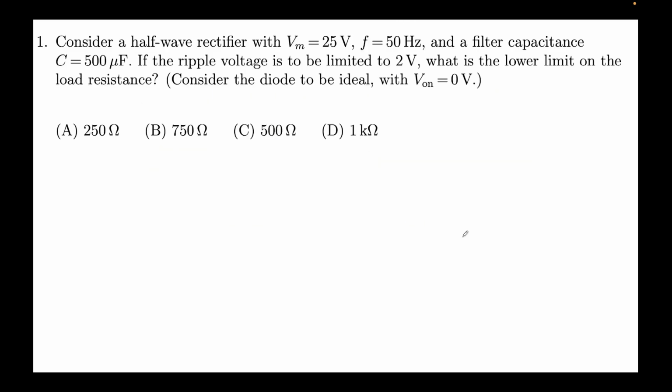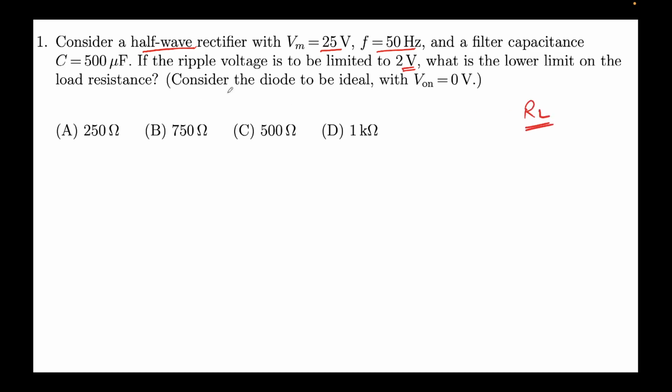The first problem for today says, consider a half wave rectifier with Vm equal to 25 volts, frequency 50 Hertz, and a filter capacitance. We have seen the filter capacitance, the smoothing capacitance, of 500 microfarad. If the ripple voltage is to be limited to 2 volts, we'll define what we mean by ripple voltage, but what is a lower limit on the load resistance? So we need to find the value of RL, the load resistance.